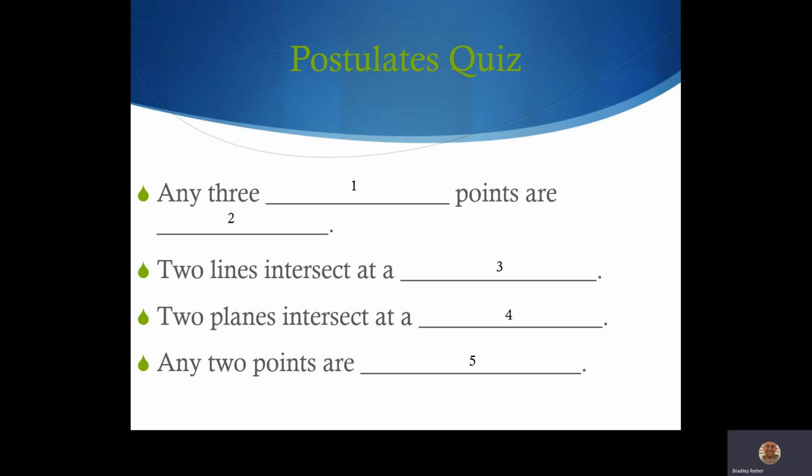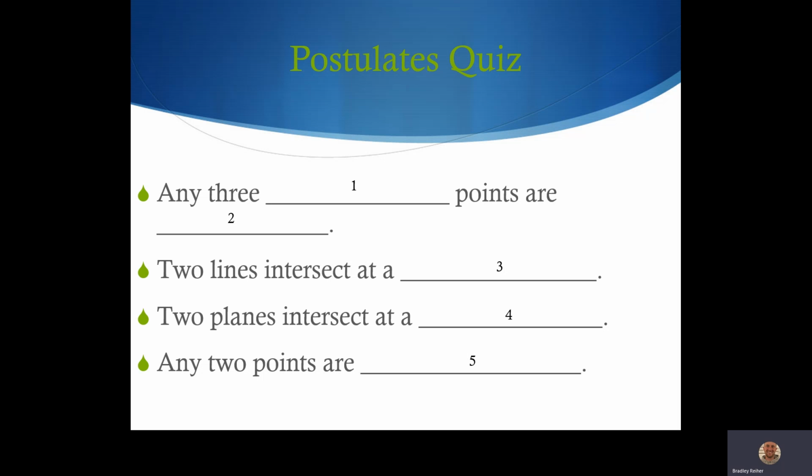Maybe we'll start with the second one down. It's probably a little bit easier to get started with. 2 lines intersect at a blank. So when you have 2 lines and they cross, where do they cross? They cross at a point. 2 lines intersect at a point.